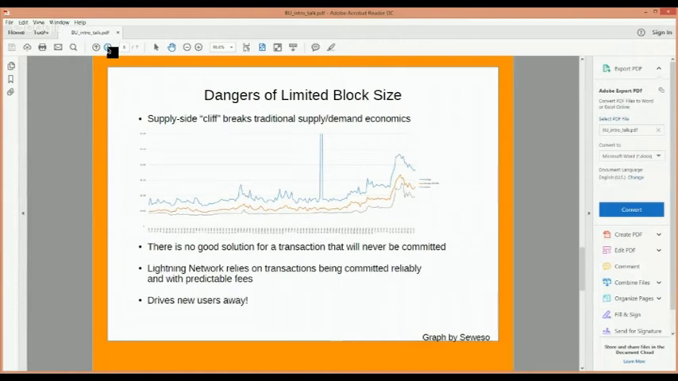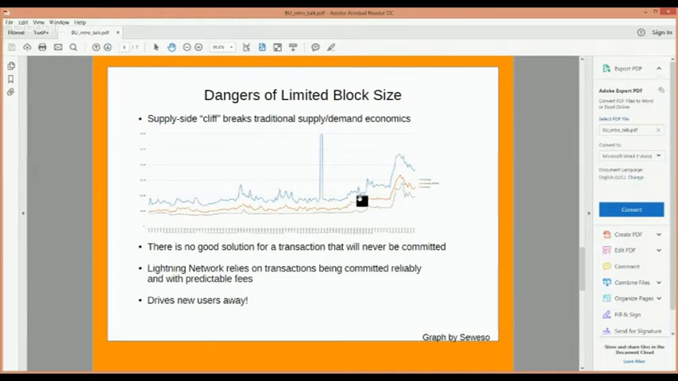First of all, on the supply side, people talk about supply and demand for everything, right? In this case, I'm talking about the supply of transaction space in the block. People have demand, they want to give a transaction to the network, and the network has a supply, which is about 1,500 to 2,000 transactions every 10 minutes, because you can cram between 1,000 and 3,000 approximately transactions in a block.